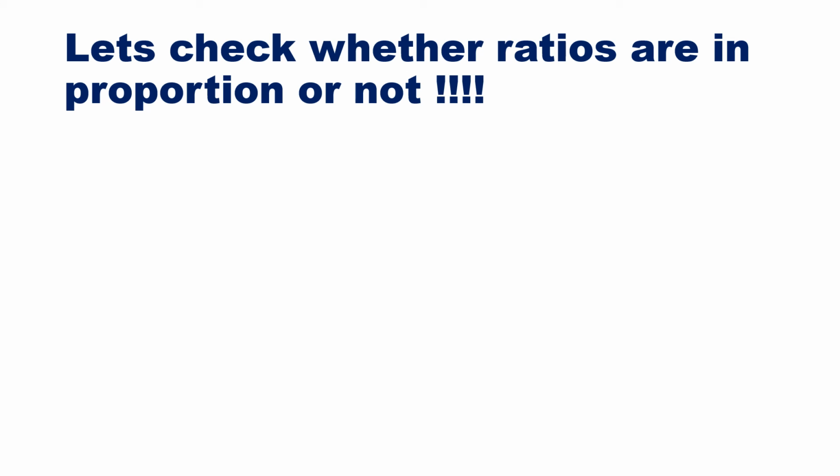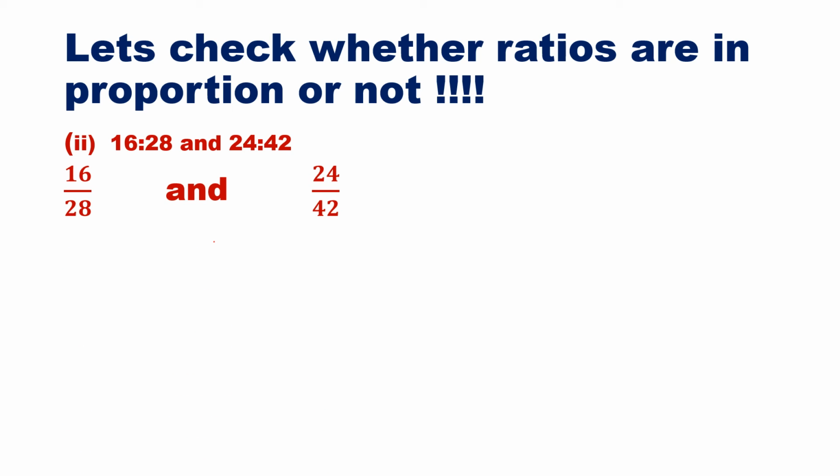So let us try the first one in exercise 12a, question number 1. I will be discussing one question, that is the second subpart of the first main question. 16 is to 28 and 24 is to 42. We have to find whether the ratios are in proportion or not. So we will just try to simplify the two ratios, 16 by 28 and 24 by 42. So let us just try it.